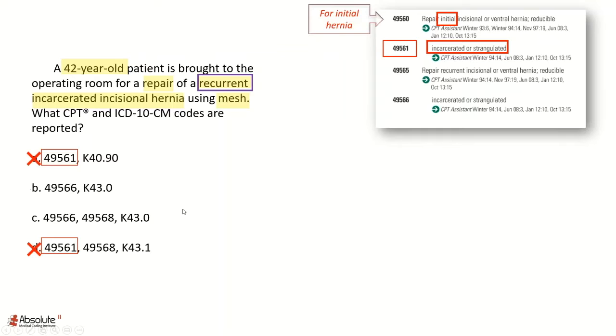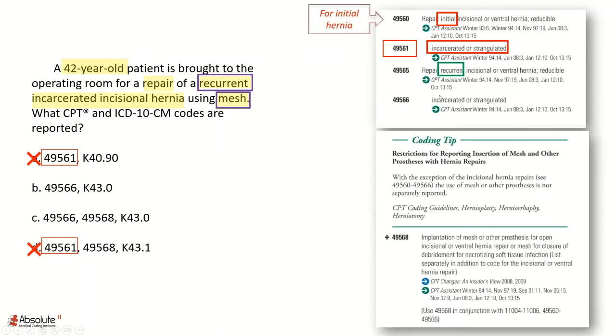Now, everything is the same, but that 49565 is for recurrent. That's what we need. It is recurrent. So we know that's the right code. Now, it is incarcerated. So this is incisional and it is incarcerated, which is why we're going to code 49566. And you guys were pretty clear on that. This was the issue right here, this 49568.